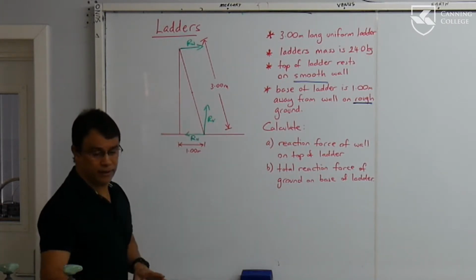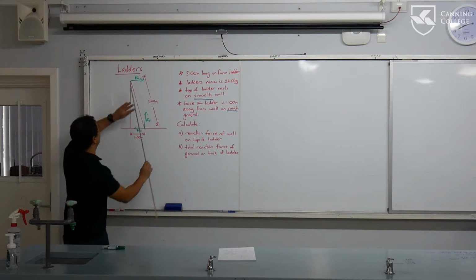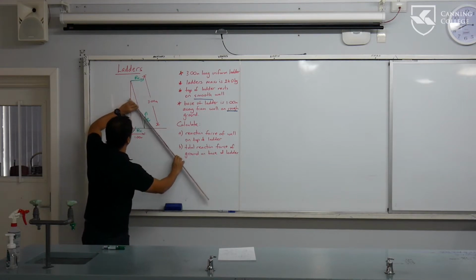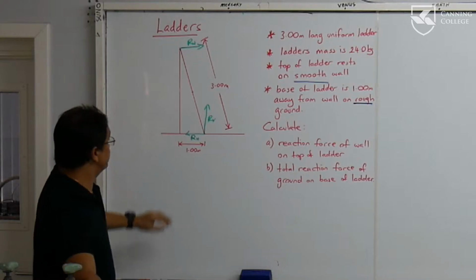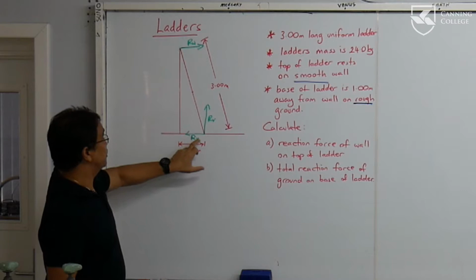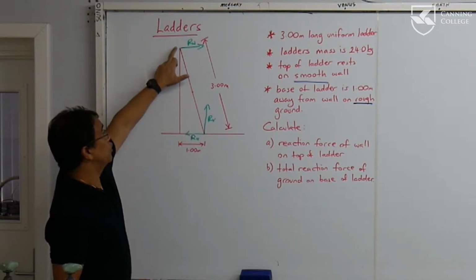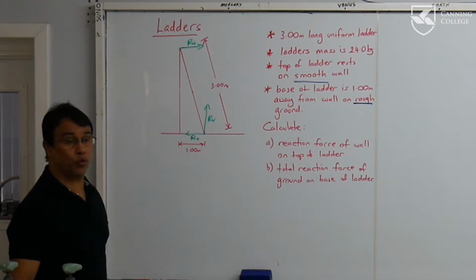Remember, that's what the ladder kind of wants to do. It wants to slide in this direction, which is when accidents happen if the ladder is unstable. So there's a frictional force, which we call RH, at the base of the ladder. There's no frictional force at the top of the ladder because it's a smooth wall.